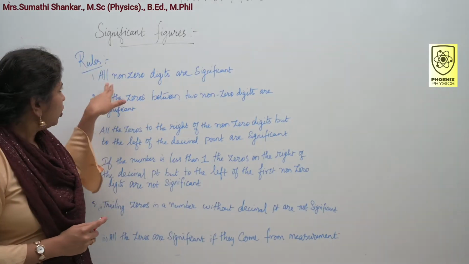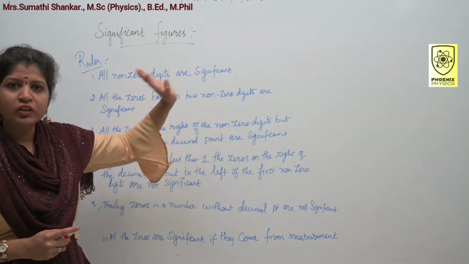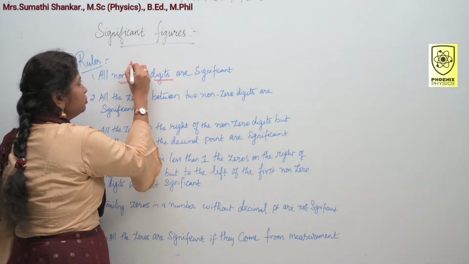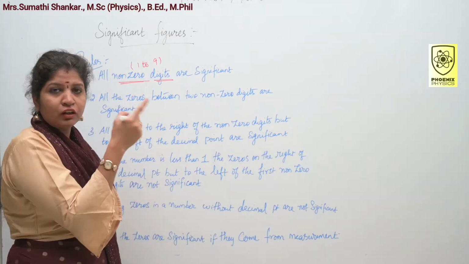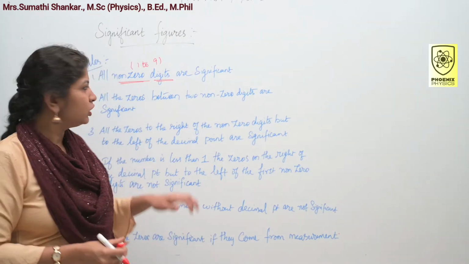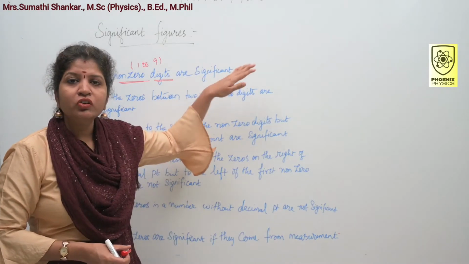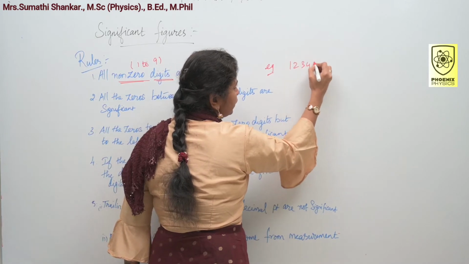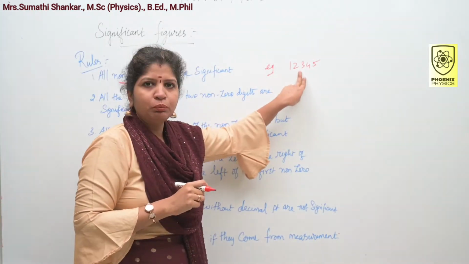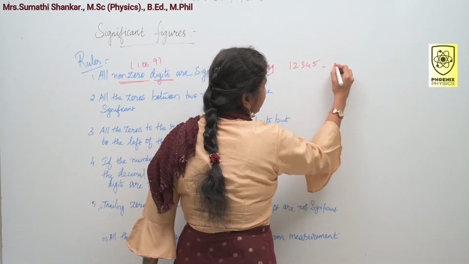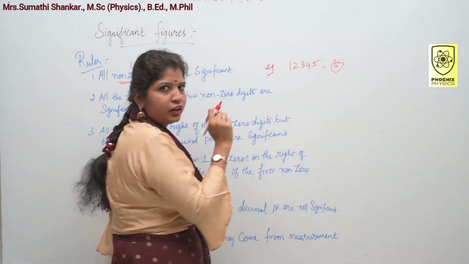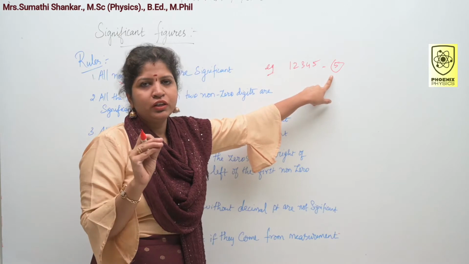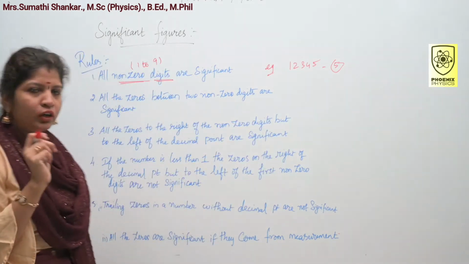Rule number 1, all non-zero digits are significant. What are non-zero digits? Nothing but 1 to 9. What is our first rule? All non-zero digits are significant. For example, here 1, 2, 3, 4, 5. What is the significant figure count for this number? That is 5. You just count the number and write. So 1, 2, 3, 4, 5. Here for this number I have 5 significant figures. Up to this clear?